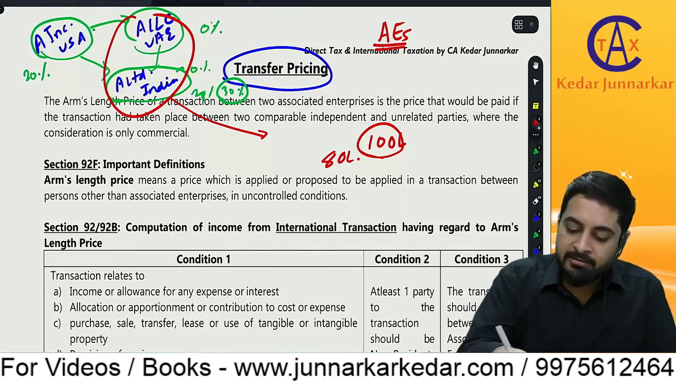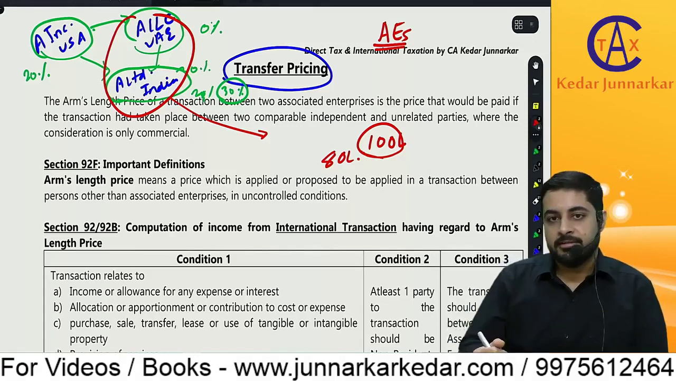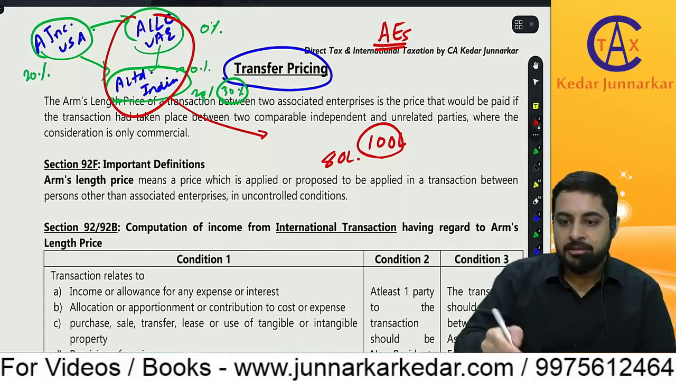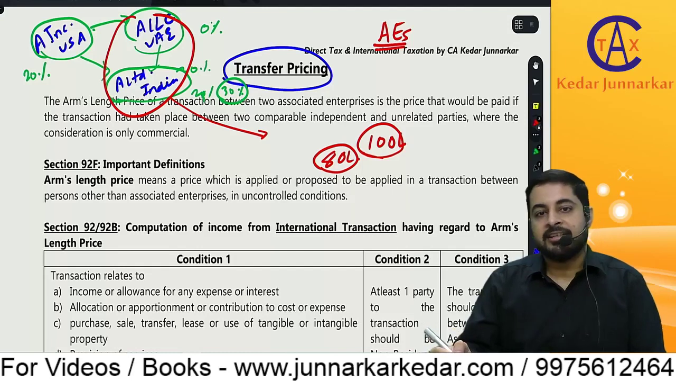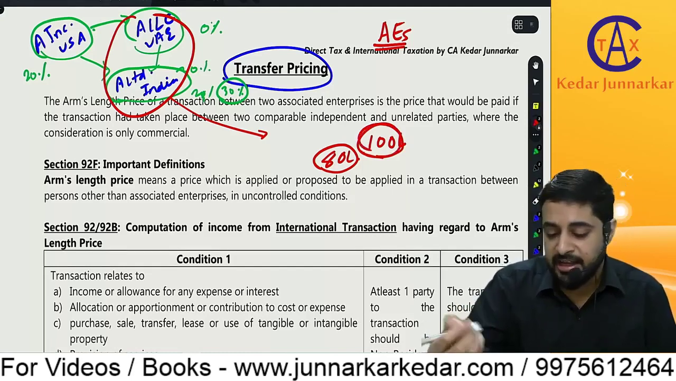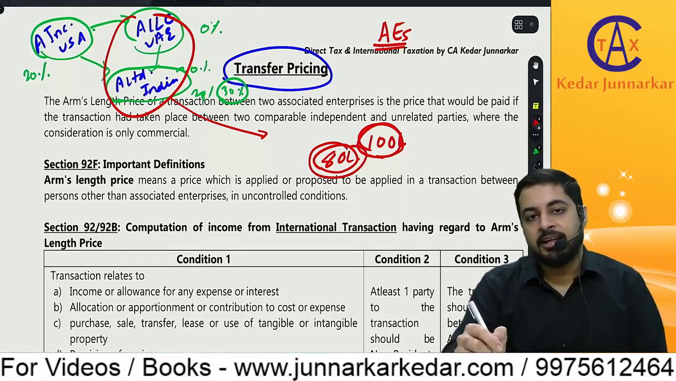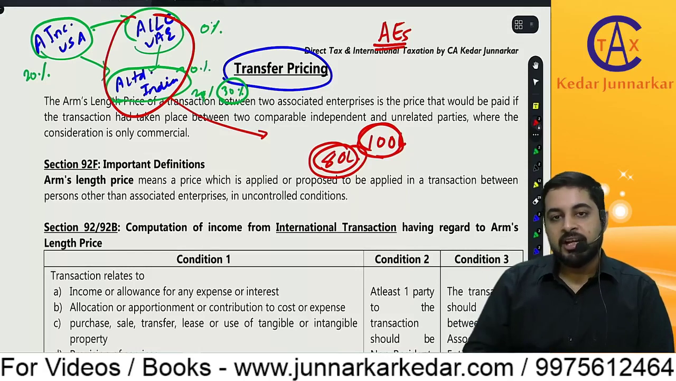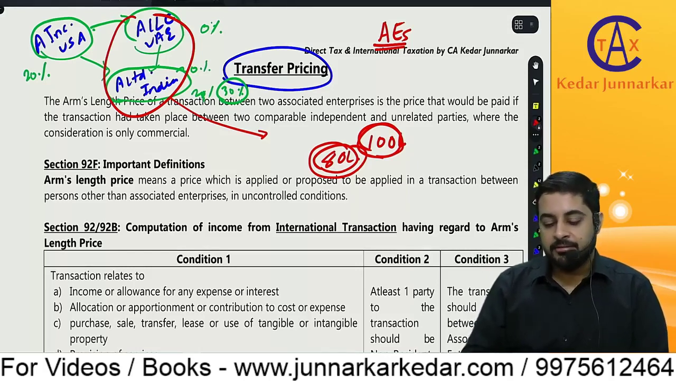So here A Limited will undervalue the sales. Not because there is a relationship between them, but because it wants to reduce the tax. So instead of paying tax on 100 lakhs minus the expenses, now tax will be payable on 80 lakhs. So to avoid this, transfer pricing provisions have been added.